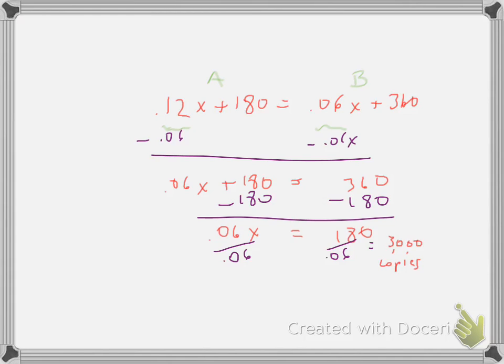And by the way, if you did plug in 3,000, what you wind up getting is, I'll put this over here on the left, it would cost $540. With A's plan or with B's plan, same thing, $540 to make 3,000 copies.